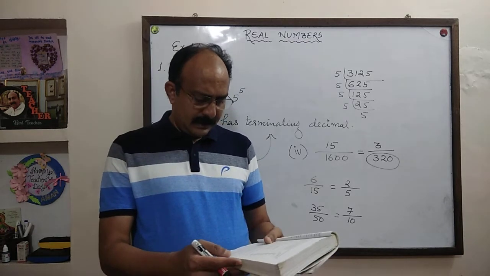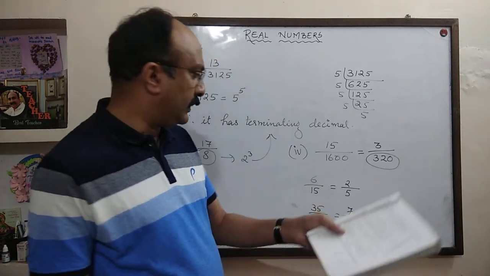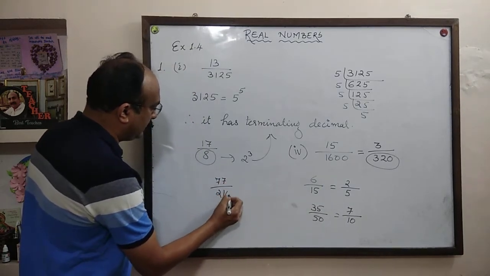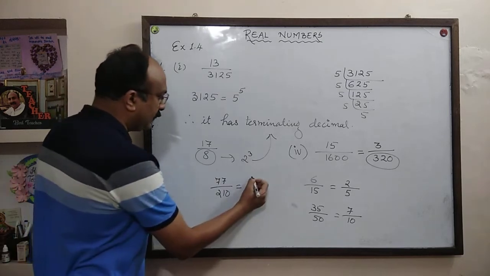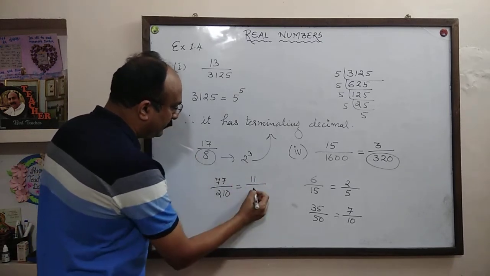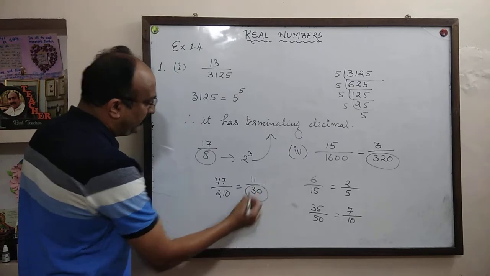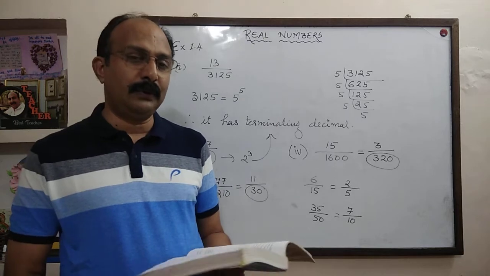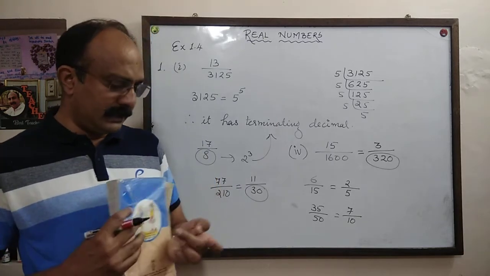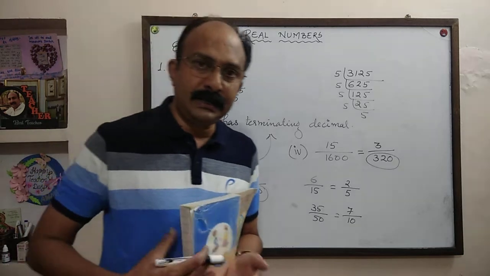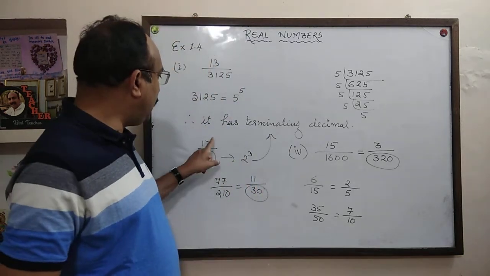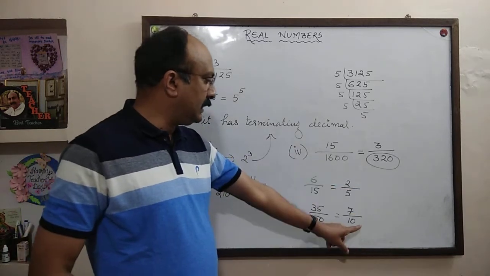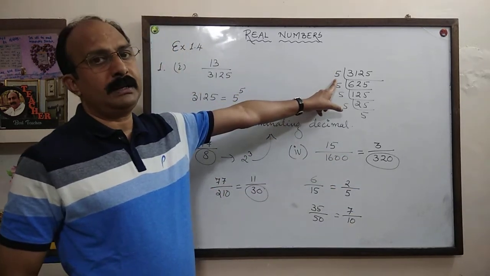Okay. And the last one is 77 upon 210. Again, both are divisible by 7. So divide. 11 upon 30. Now find the prime factors of 30 and write the answer. I hope it is clear to all of you. So the important point is, before doing the prime factorization, you have to make sure that P and Q are coprimes. If not, cut it and change them into coprime, then find the prime factorization.